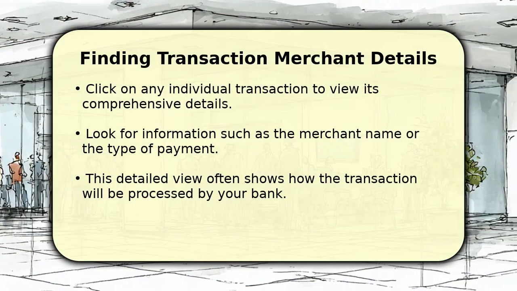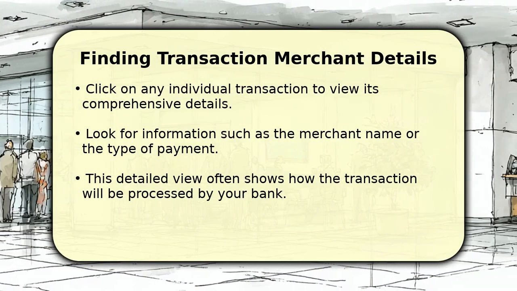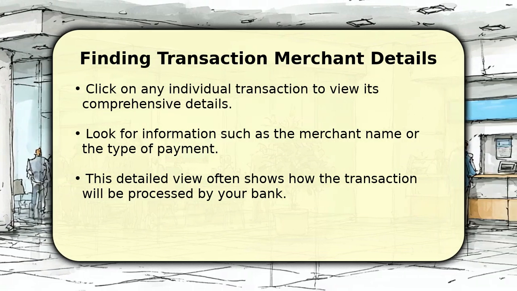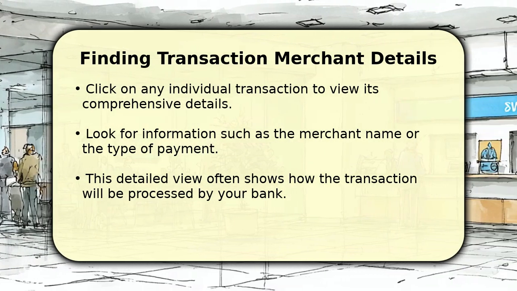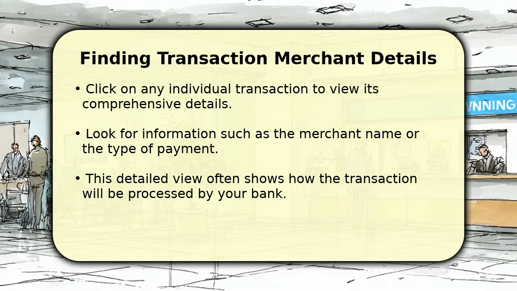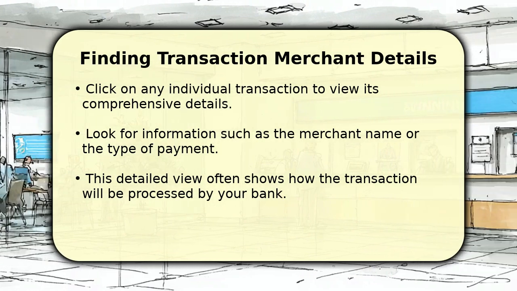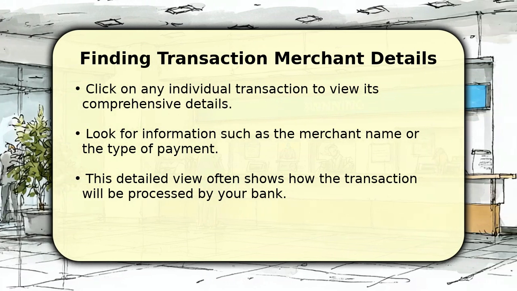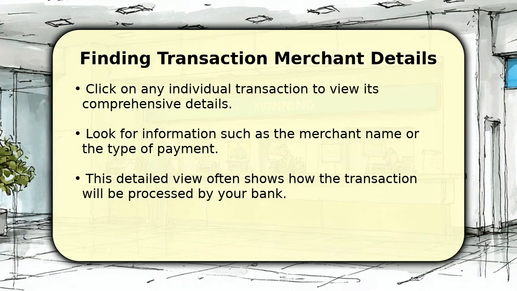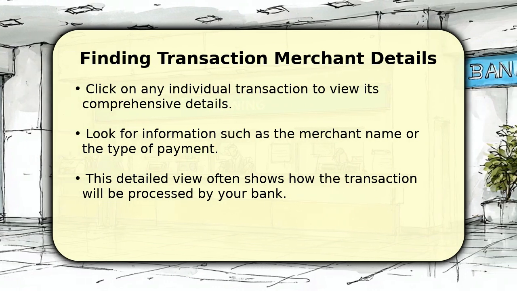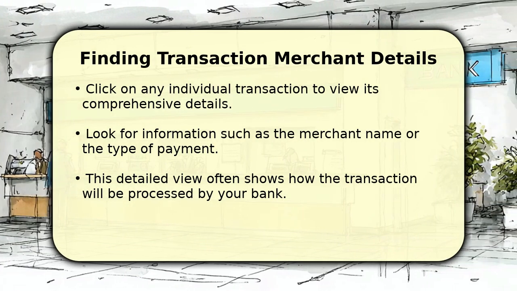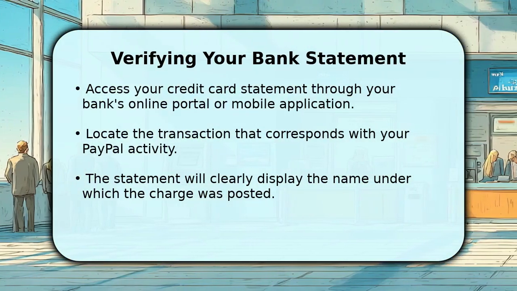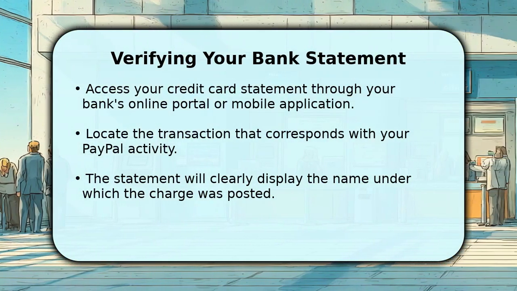After finding your activity, click on any specific transaction you wish to investigate further. A detailed view will then appear, presenting more information about that particular payment. Here, look for the merchant's name, the transaction ID, and the payment status. This detailed screen often provides hints about how the charge will ultimately appear on your bank or credit card statement, making reconciliation much easier.